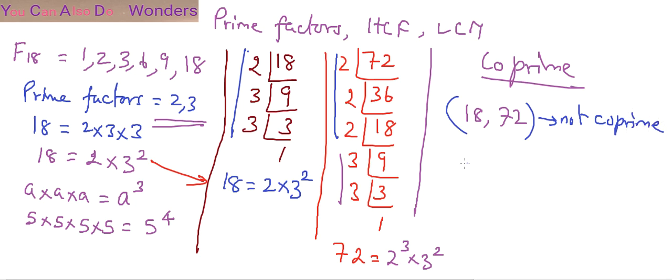Let's take any two prime numbers. Obviously they will not have any common prime factors. For example, 2 and 7. The prime factors of 2 are only 2. The prime factors of 7 are only 7. They don't have any common prime factor. So no prime factor is common to both of these two numbers. Therefore, this is coprime.